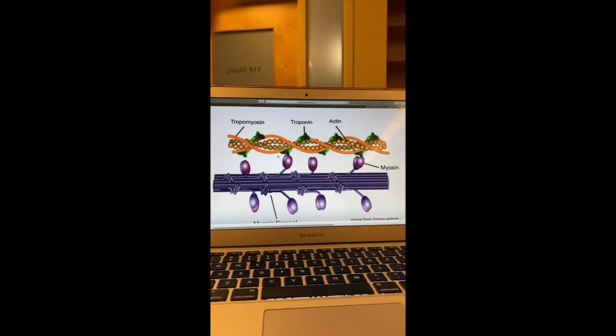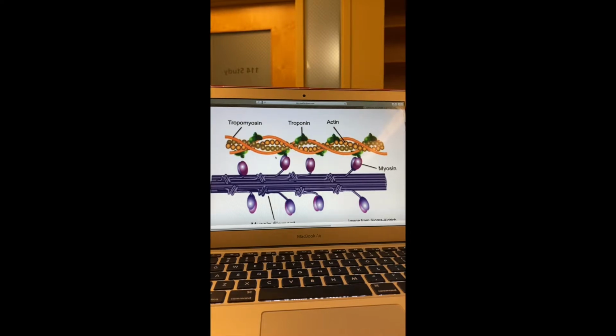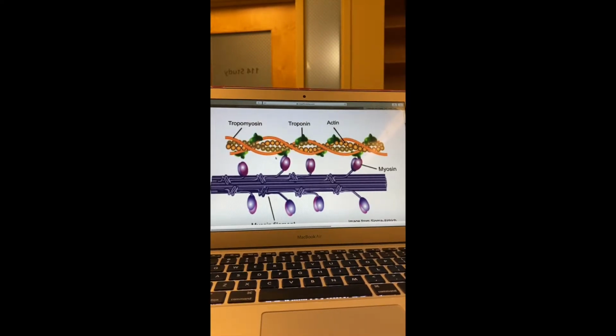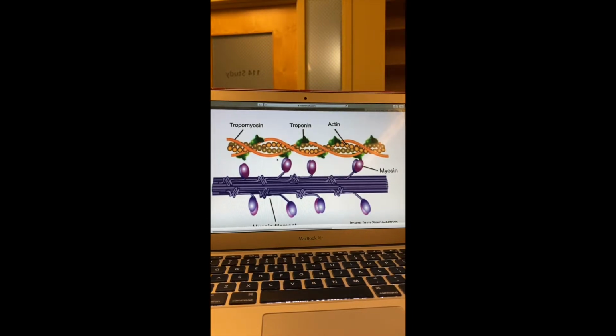Hi, my name is Abby, and I will be discussing ions and proteins, whether they be regulatory or contractile. So first is myosin and actin, and they are contractile. And here's actin and myosin. They mediate the sliding of contractile filaments to make the muscle contract.